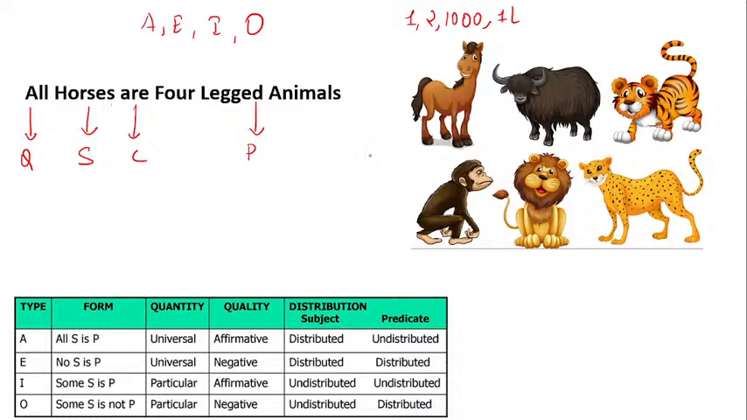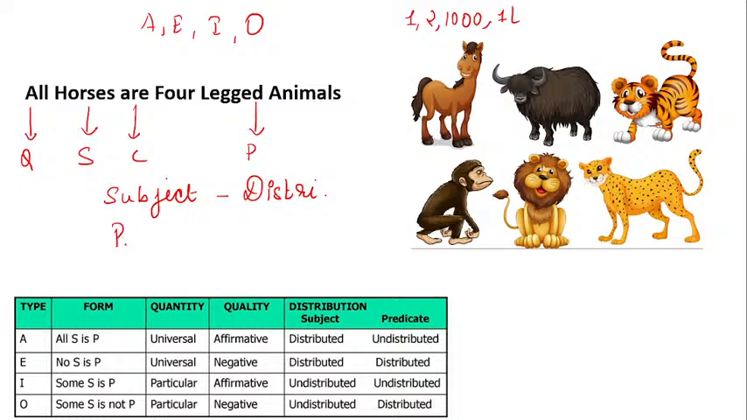Why am I saying it is distributed? Because I am talking about each and every horse in the world. You know there could be lakhs and lakhs of horses in the world. There could be horses in crores also, 1 crore, 2 crore. So since I'm talking about each and every horse in the world, the subject is distributed. What is the subject? The subject is distributed because I'm talking about each and every horse in the world.